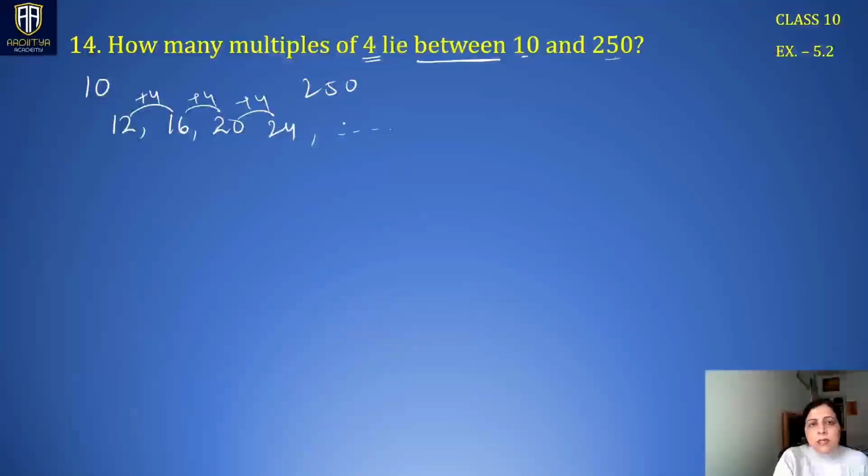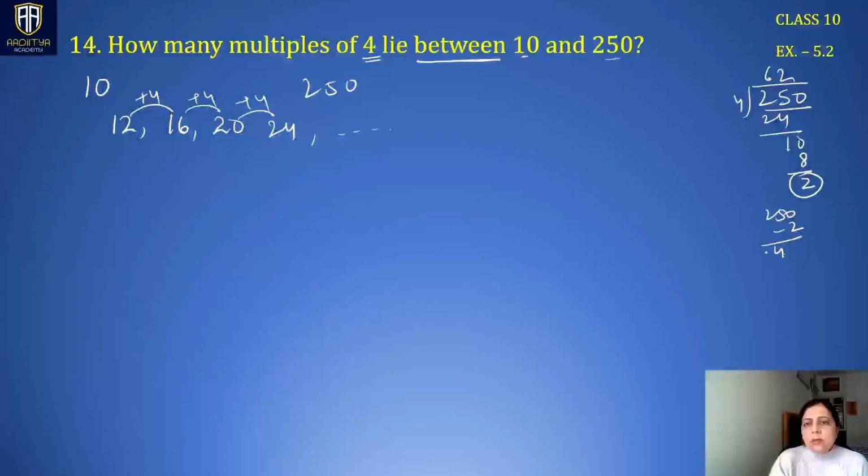Now you have to look for the last number which comes immediately before 250 and is a multiple of 4. So you can do 250 divided by 4: 4 sixes are 24, 4 twos are 8, 2 is the remainder. Subtract 2 from 250. That is 248. So 248 will be the number which is a multiple of 4, as well as lies between the boundary elements 10 and 250. Right? So the AN here becomes 248.